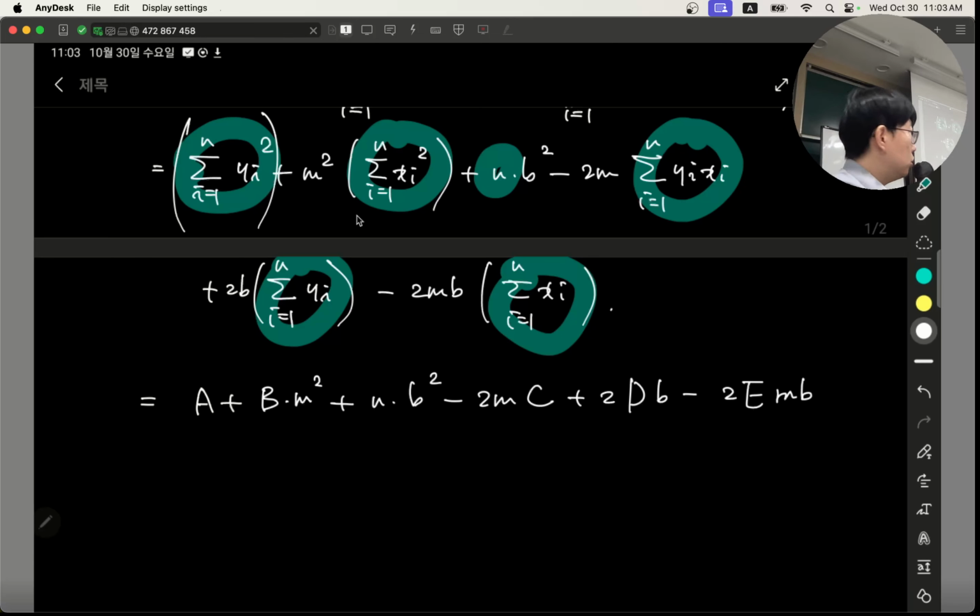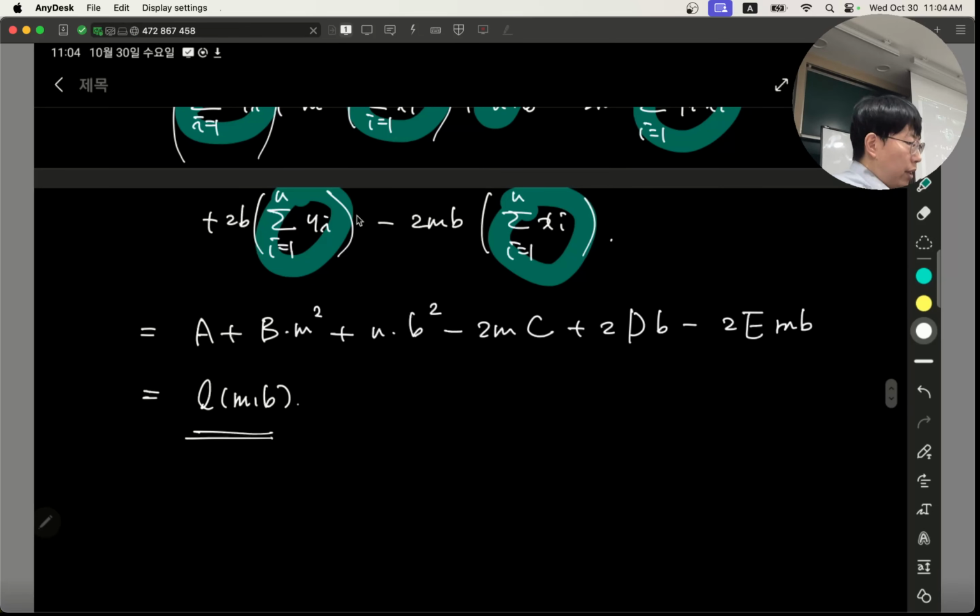What we can change, what we don't know yet, is m and b, the slope and y-intercept of the line. And what it says about L is that what we want to minimize, the sum square of the error, is actually a function of the slope m and the y-intercept b. So it's actually a two variable function, and it's a quadratic function.